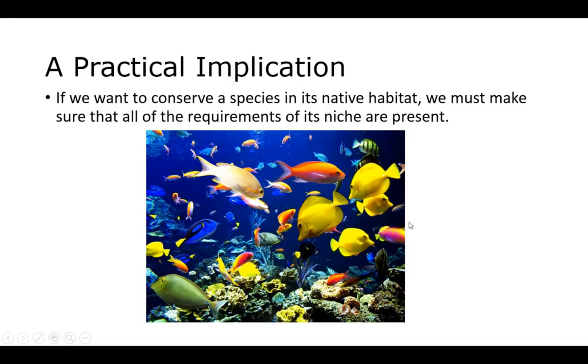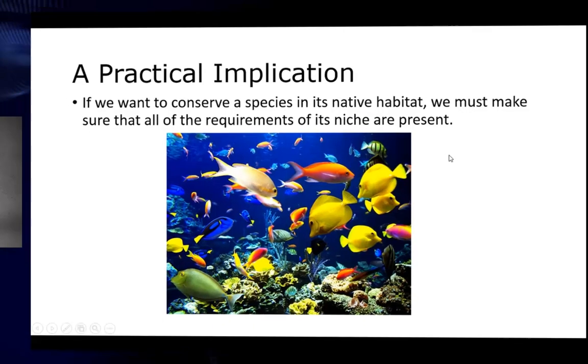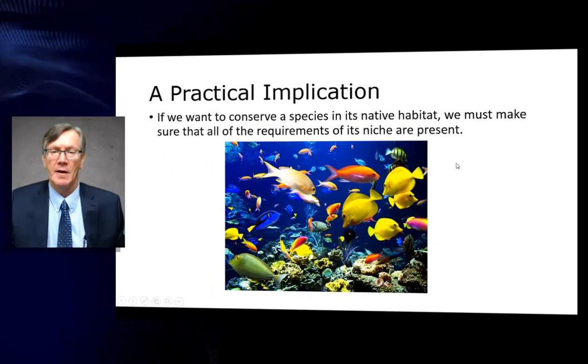In this example, we have a coral reef, and coral reefs are very complex ecosystems, and a lot of them are in trouble right now because of global warming. The coral's becoming bleached, and it's affecting the entire ecosystem.